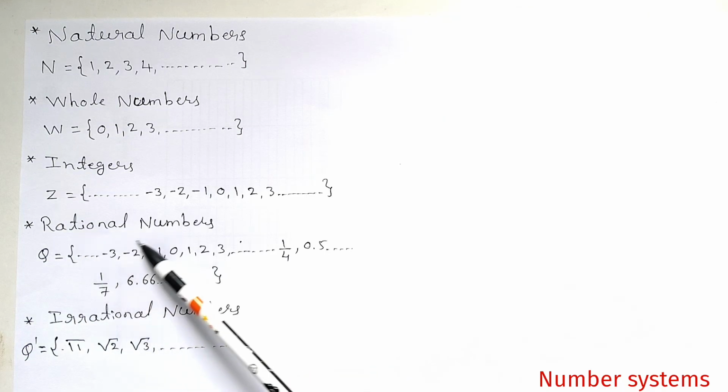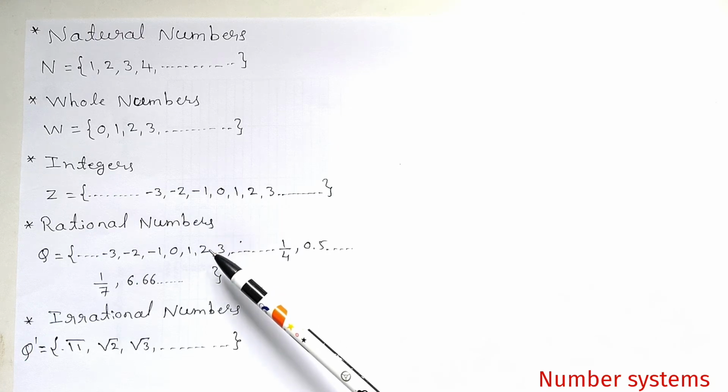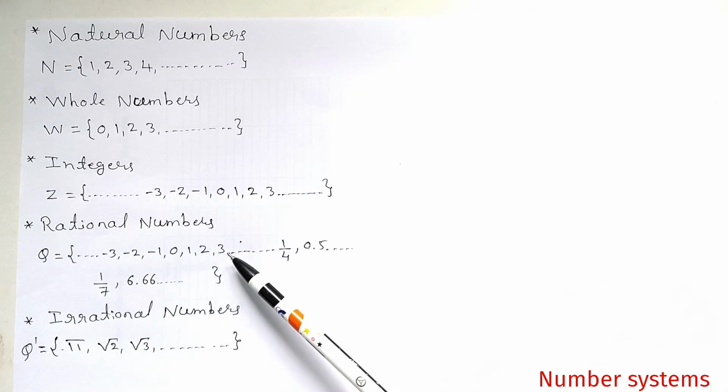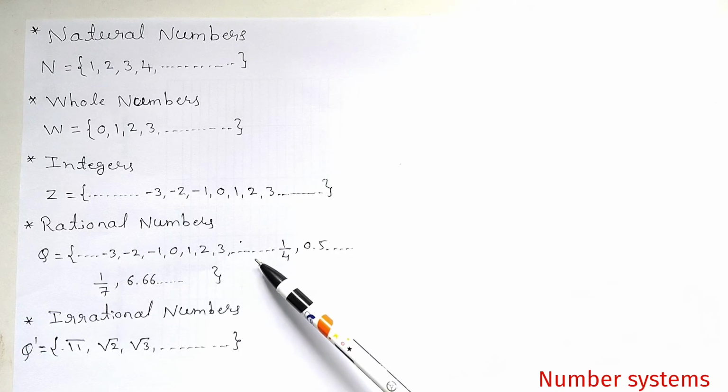And rational numbers. Dear students, rational numbers are those numbers that include integers, fractions, and terminating and repeating decimals. Rational numbers we can express in the form of p by q, that is, in the form of numerator and denominator. These numbers we call rational numbers.